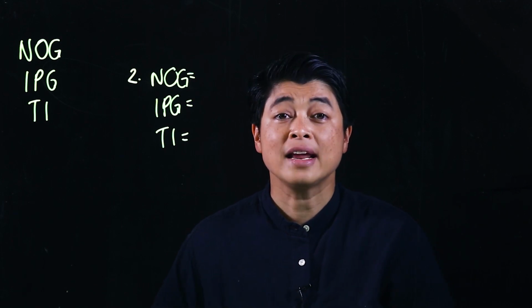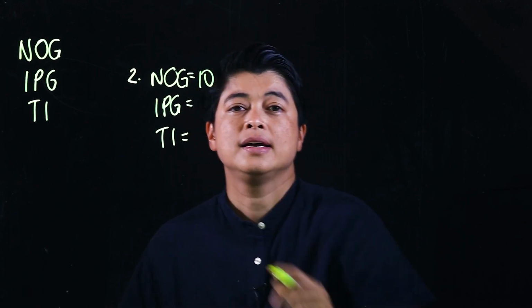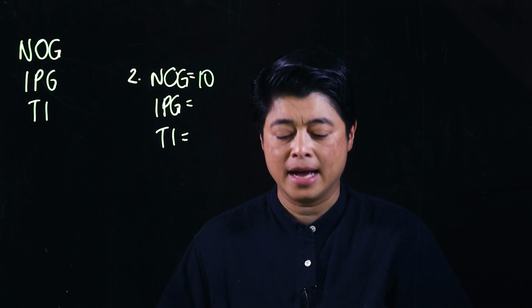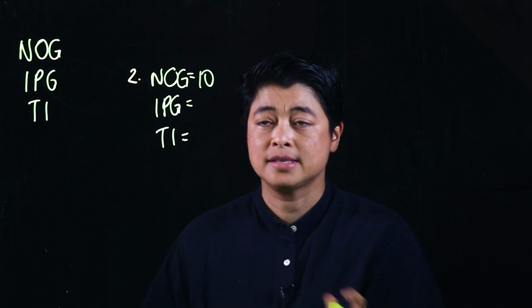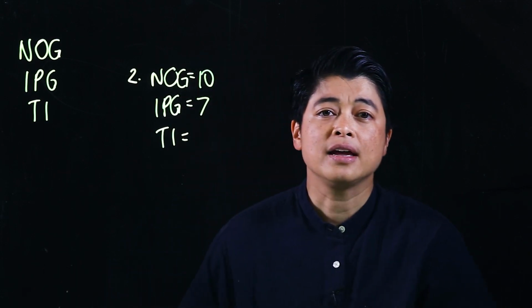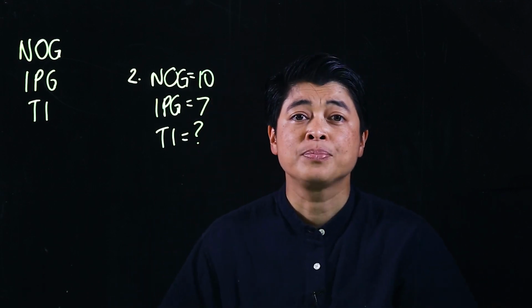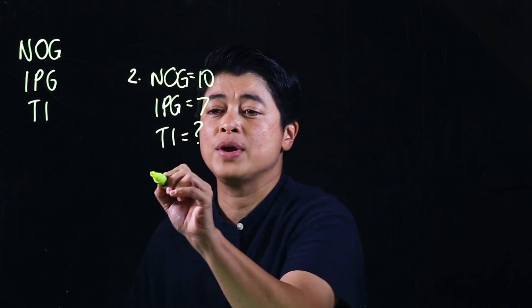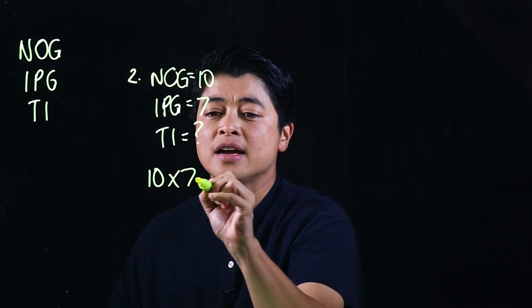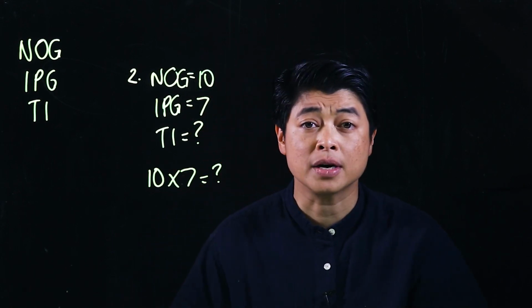So, there are 10 trays, 10. And each tray has 7 muffins, so 7. Okay, the question is, how many muffins are there altogether? So our problem equation will be 10 times 7 equals question mark.